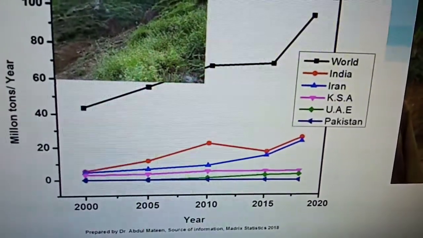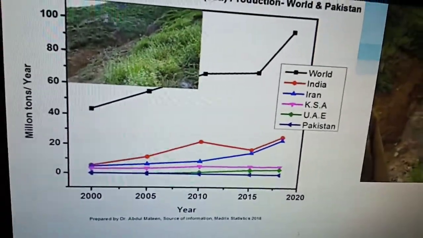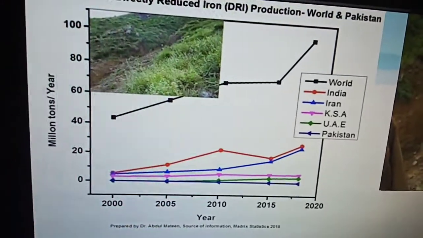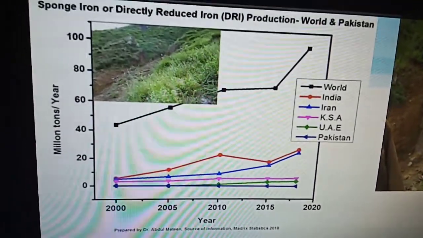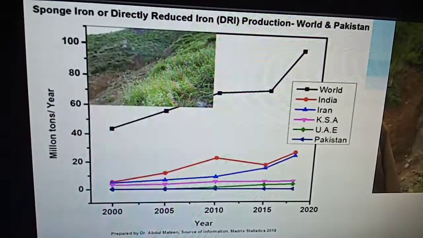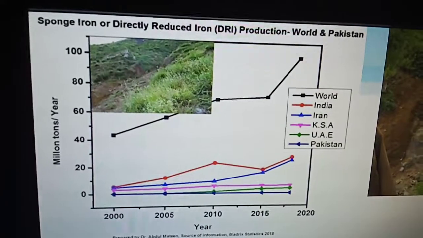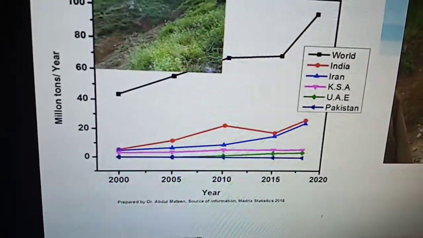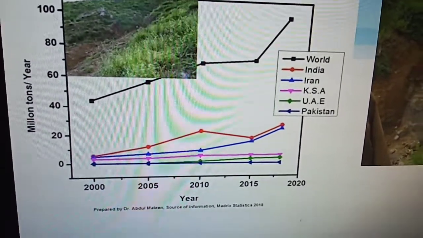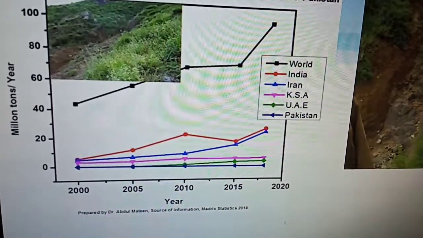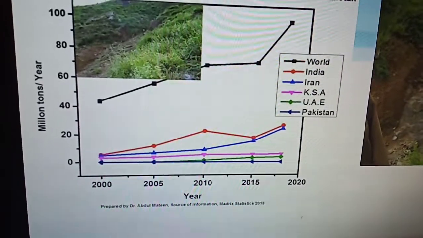India is the world leader in this metal production, because, as I have told you in the previous lecture, in the previous slides, there are two methods for the production of iron from its ore. These are directly reduced iron and sponge iron, and the other one is pig iron. So you can see from this graph that after India there is another country, Iran, and this is the second highest producing country of sponge iron.